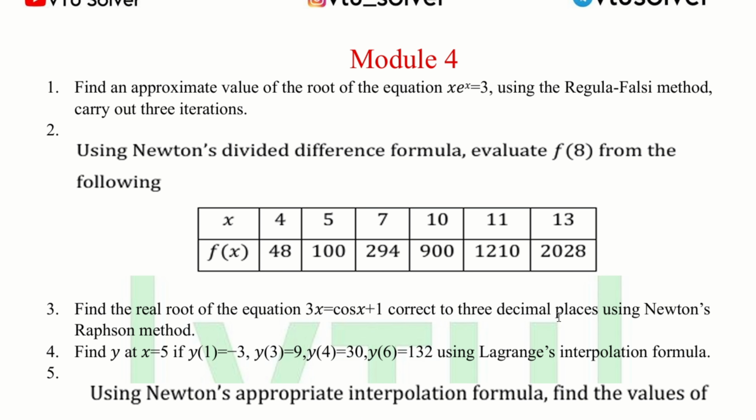And module 4, first question: find an approximate value of the root of the equation x·e^x = 3 using the Regula Falsi method. Carry out three iterations.